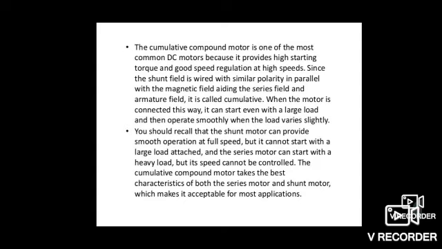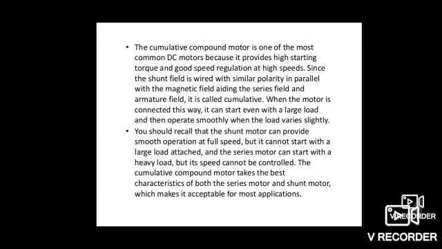The cumulative compound motor is one of the most common DC motors because it provides high starting torque and good speed regulation at high speeds. Since the shunt field is wired with similar polarity in parallel, with the magnetic field aiding the series field and armature field, it is called cumulative.